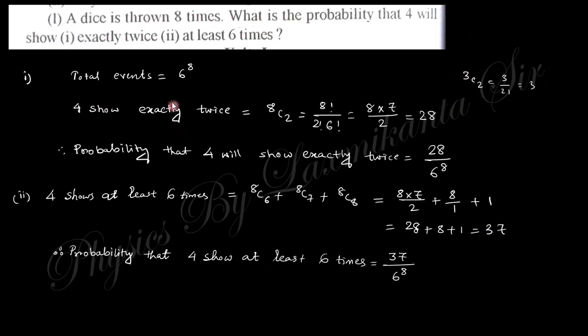Sorry. A dice is thrown 8 times. What is the probability that 4 will be shown exactly twice and at least 6 times? There are 8 throws, so the total number of events is 6 to the power 8. 4 shows exactly twice, that means 8 C2, that is 8 factorial over 2 factorial 6 factorial, that is 28. The probability will be 28 by 6 to the 8. And 4 shows at least 6 times, that means 6 or 7 or 8. So this is 37. Total probability will be 37 by 6 to the power 8.